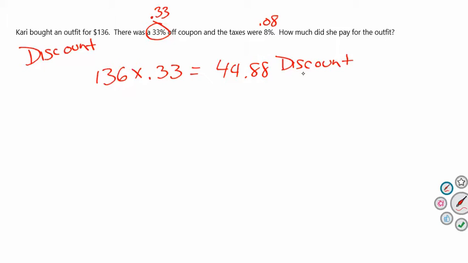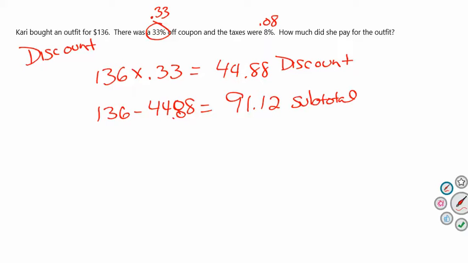So the first thing I need to do is subtract: my original number minus my discount, $136 minus $44.88. Grab your calculator. That comes up to be $91.12. This is what they call a subtotal, the total without the taxes. Now I have to pay taxes. I'm always going to pay taxes on my subtotal, not the original cost, because that's not what I'm buying. This is what I'm paying tax on, so be careful with that. You always pay taxes after the discount.